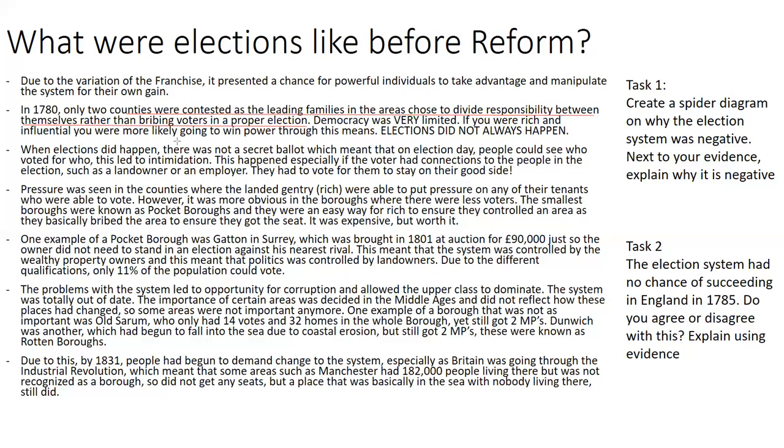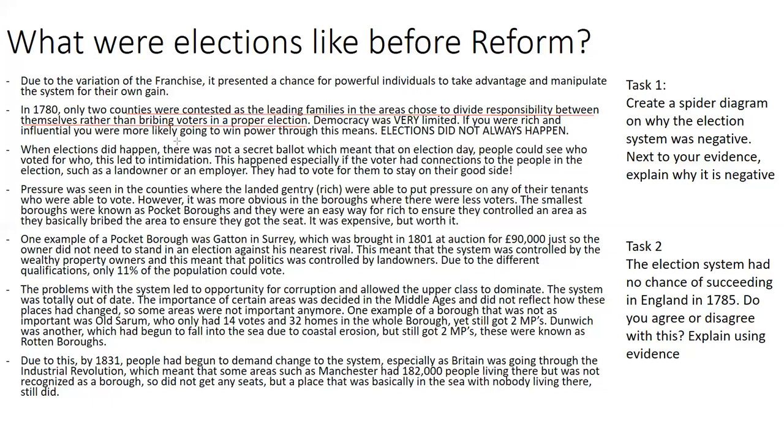Now, what needs to be understood is that the importance of an area was decided in the Middle Ages and didn't reflect how Britain was growing. So places like Manchester didn't actually have any MPs, even though they had the biggest population. But some places, some boroughs, still had MPs, even though they had barely any people. They weren't important. So one example was Old Sarum, which had 14 voters and 32 homes in the whole of their borough, but they still got 2 MPs.